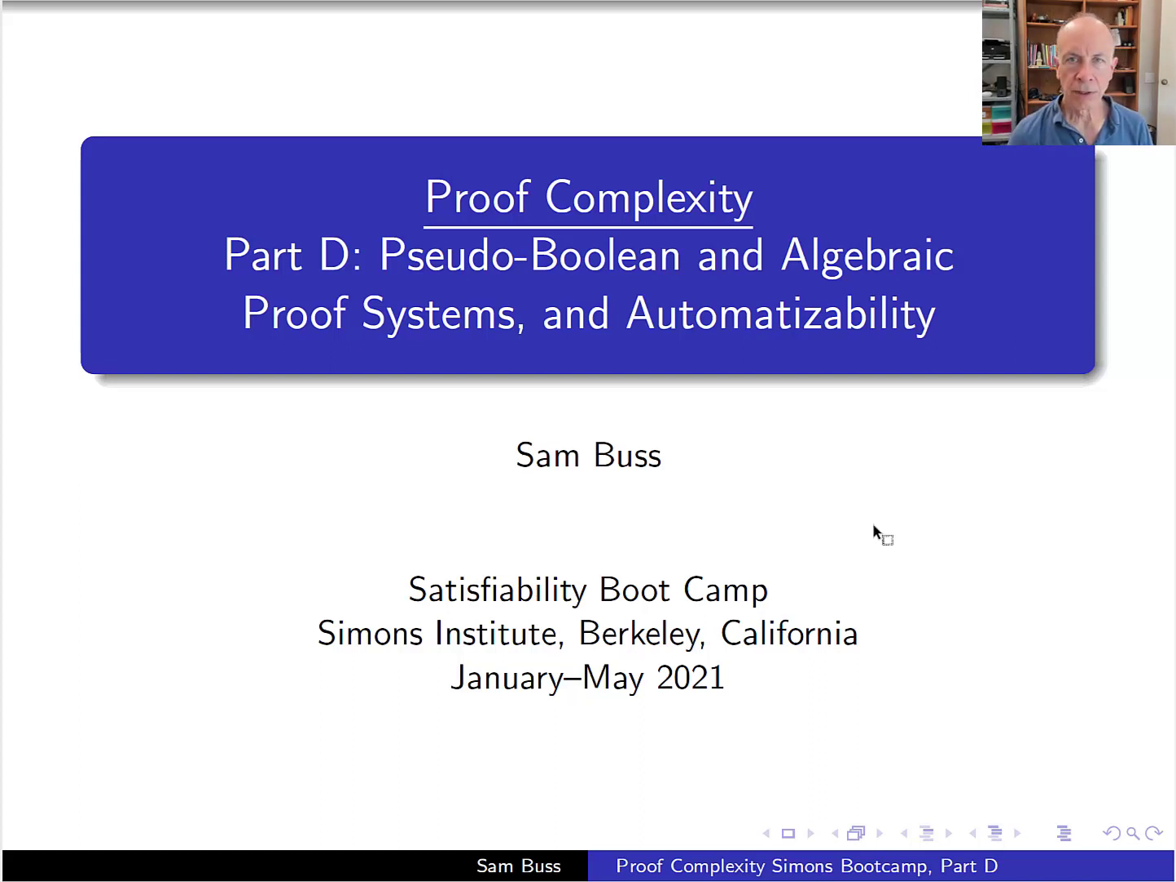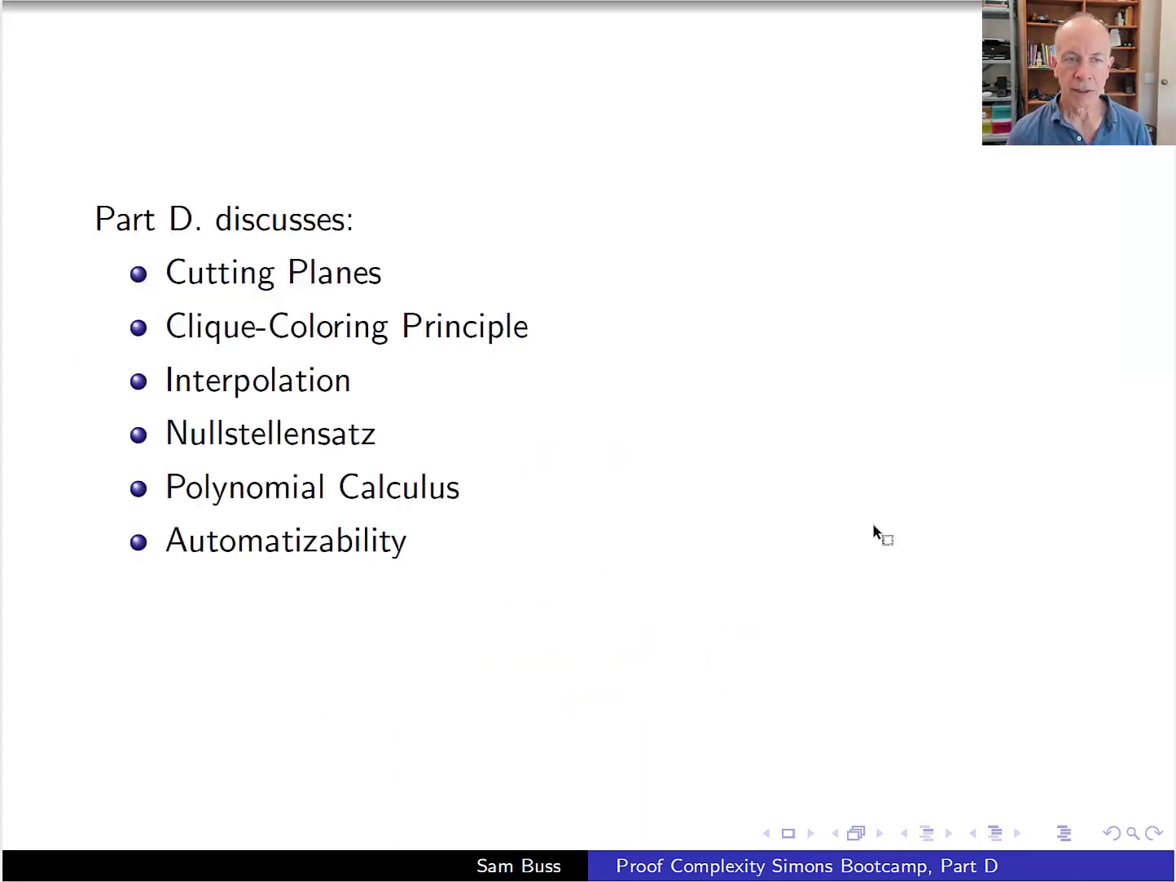Hello, this is the fourth and final lecture in the proof complexity talks for the Satisfiability Bootcamp. In this talk, we're going to discuss cutting planes and then the Clique coloring principle and Craig interpolation for obtaining lower bounds to cutting planes degree.